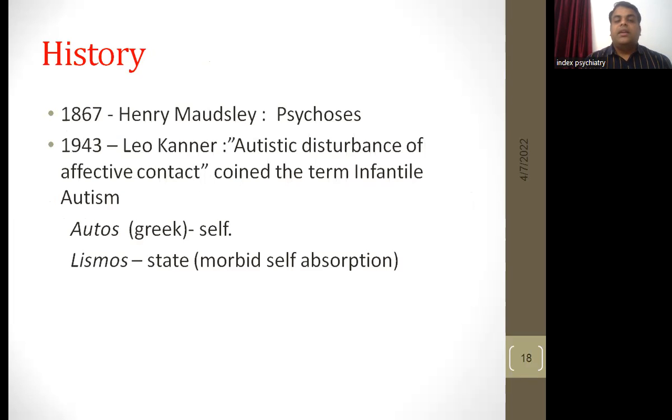History. In 1867, Henry Maudsley said it is psychosis. In 1943, Leo Kanner described these symptoms as autistic disturbance of affective contact and coined the term infantile autism. Auto in Greek means self, and ismos means state.